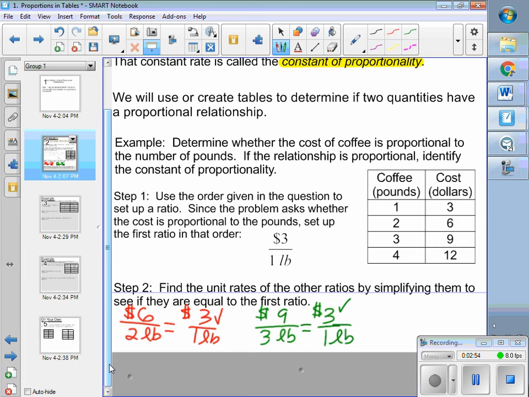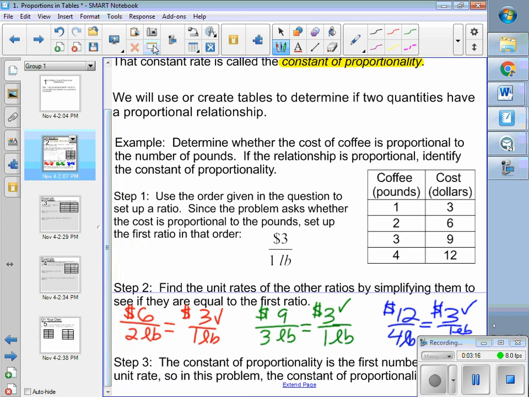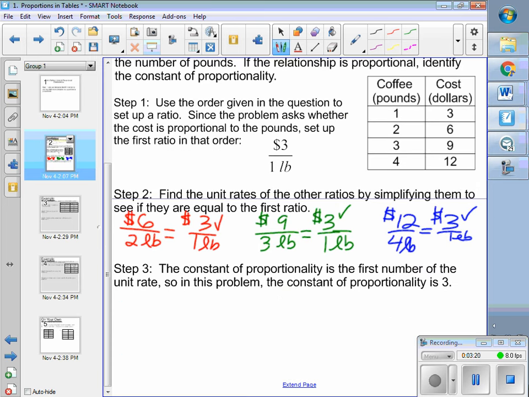And then our last one, I have $12 over 4 pounds. If I simplify that, 12 divided by 4 gives me 3 over 1. So it's $3 over 1 pound. So yes, that one does work. Okay, so the constant of proportionality is the first number of the unit rate. So in this problem, the constant of proportionality is 3.